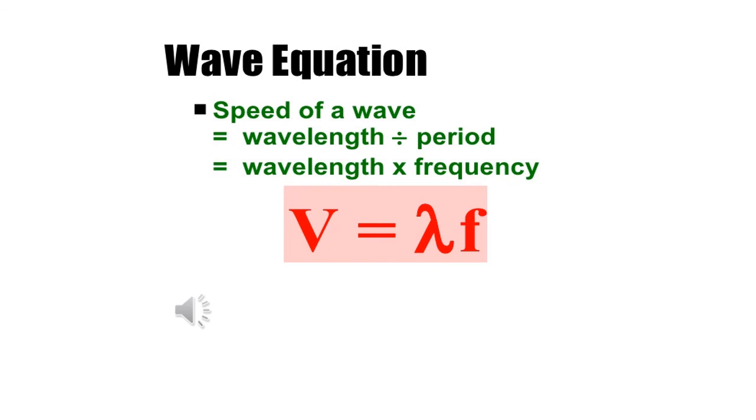This is very important: the wave equation, which tells about the speed of the wave. Basically, we can determine the speed of the wave by multiplying lambda and the frequency. Lambda is the symbol which we use to denote the wavelength, and the small f we use for frequency. So v equals f lambda is the equation which we use as the wave equation. We can use this equation whenever we have to find out the speed of the wave.